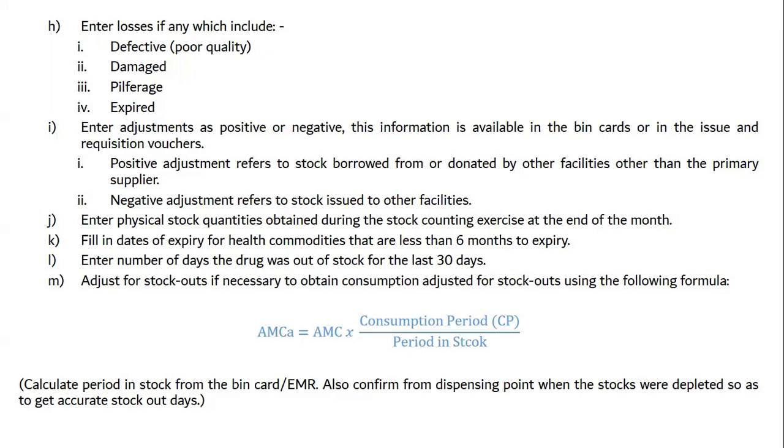In case of stock adjustments, you can adjust for stock outs if necessary to obtain consumption adjusted for stock outs using the following formula. You do the MC multiplied by the consumption period over the period in stock. You calculate the period in stock from the bin cards or the electronic database system you use. Also confirm from the dispensing point when the stocks were depleted so you get accurate stock-out days. If the bin card reads that as of 10th of August the commodity has been out of stock, that will also be a key guide.